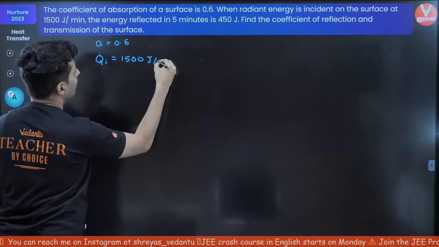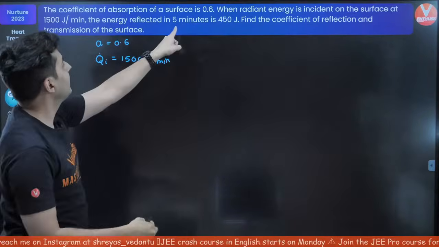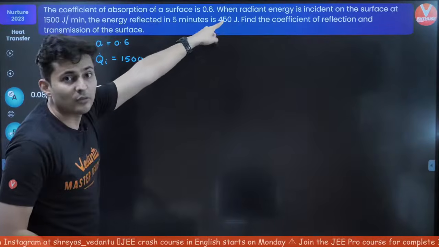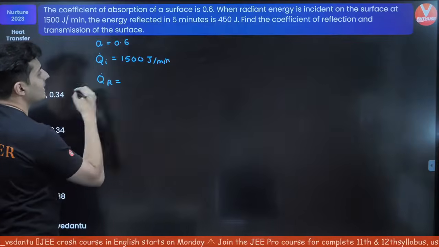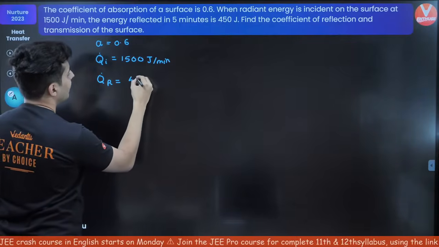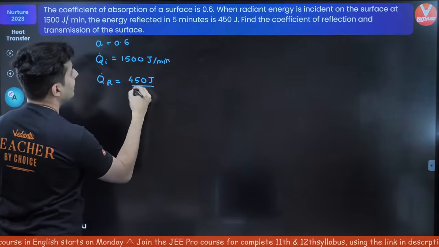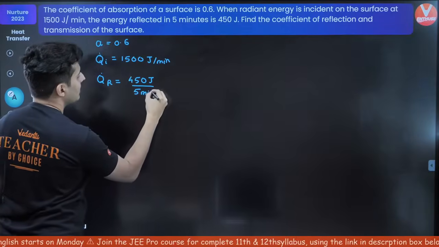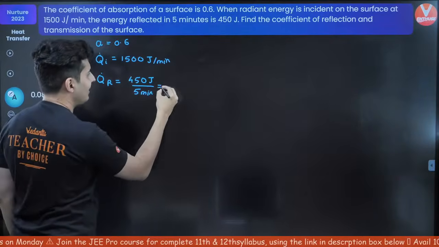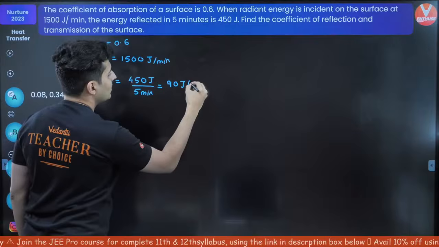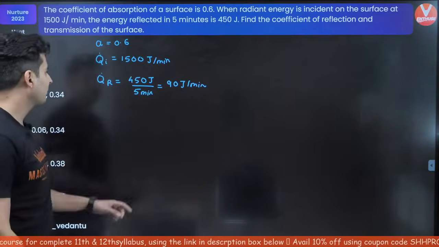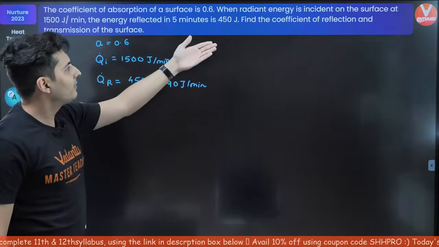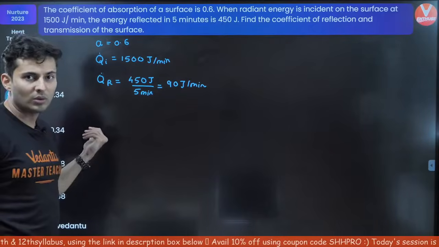1500 joules per minute. The reflected energy in 5 minutes is 450 joules. So the QR is basically nothing but 450 joules in 5 minutes, which is nothing but 45 by 5 is 9, so 90 joules per minute. Now I think we can start solving. I have to find the reflection coefficient and transmission coefficient.